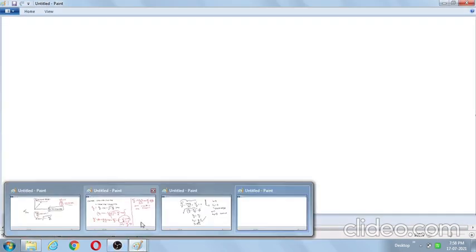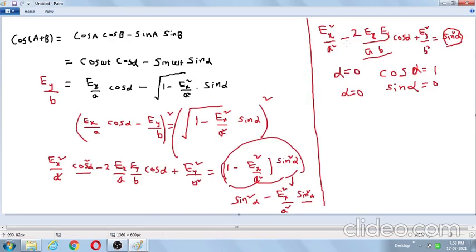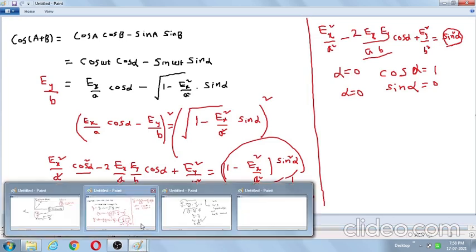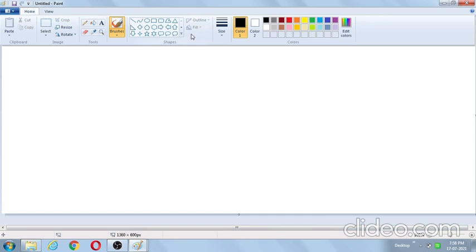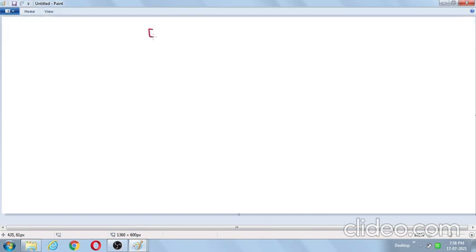So now coming to the other cases. What is the actual equation? Just observe it. Ex square by A square minus 2 Ex Ey by AB cos alpha plus Ey square by B square is equal to sin square alpha. Right? This is the actual equation. I will write the actual equation once again. Ex square by A square minus 2 Ex Ey by AB cos alpha plus Ey square by B square is equal to sin square alpha.